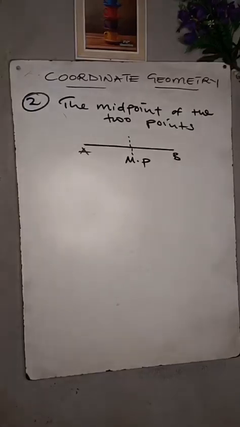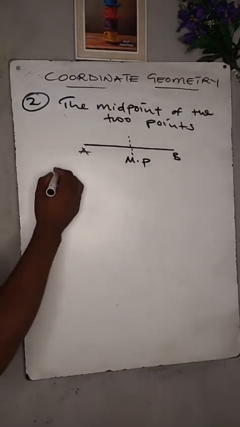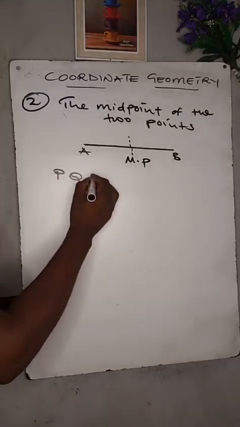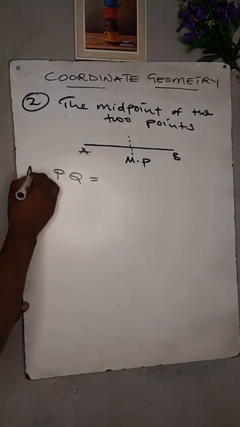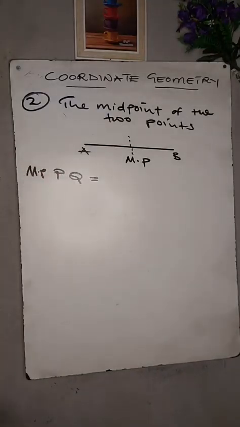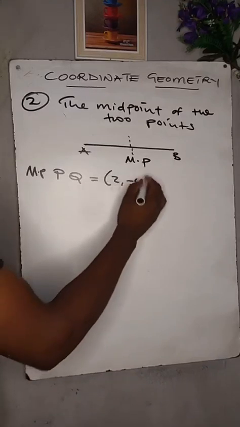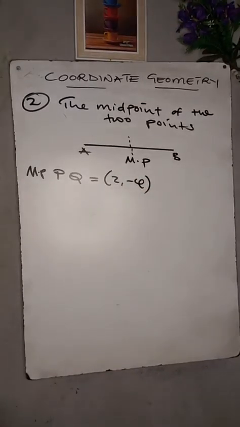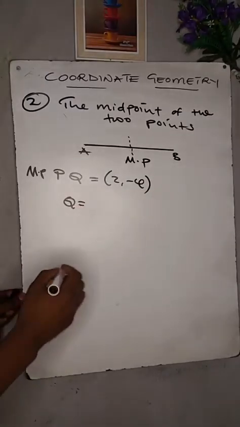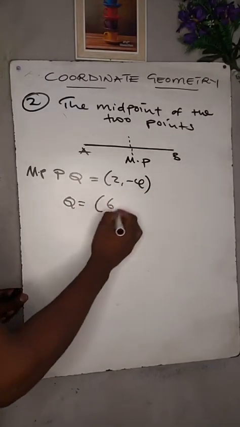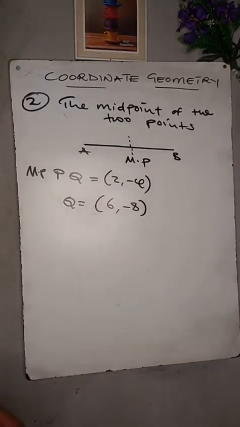How about in a case where perhaps you have been given a midpoint, then you are asked to find the missing coordinates. In this case, you're asked to find the coordinate of P if the midpoint of PQ is 2, -4, and Q is equal to 6, -8. So what is happening here is this, my good friends.